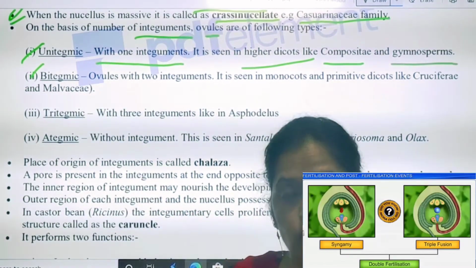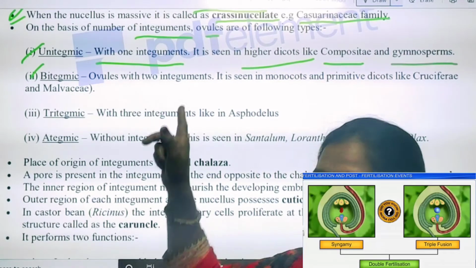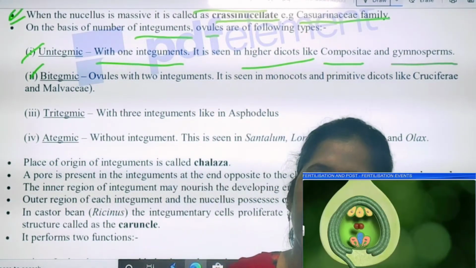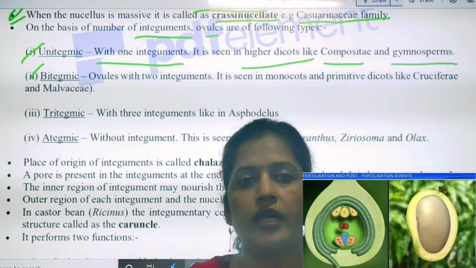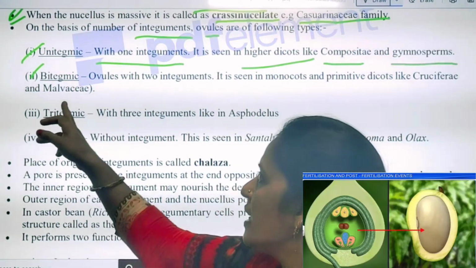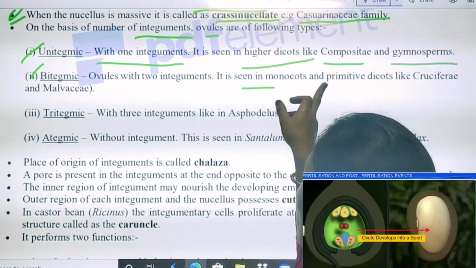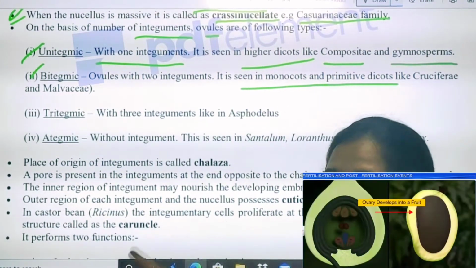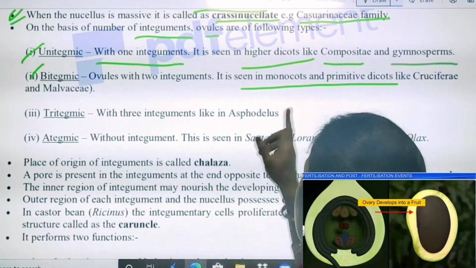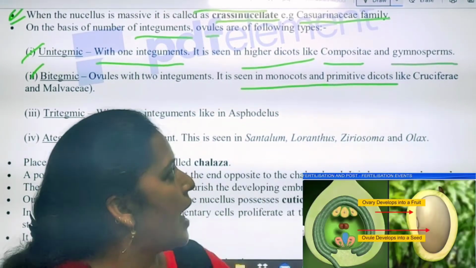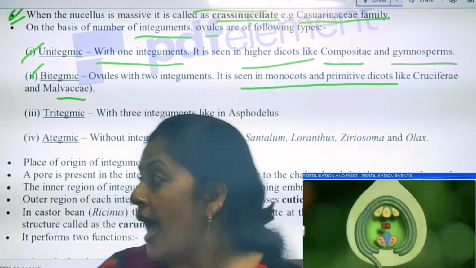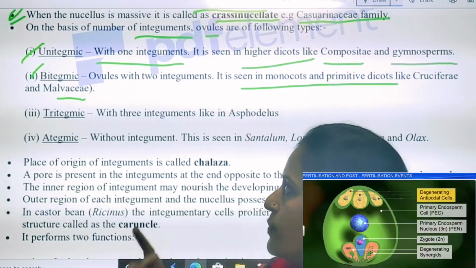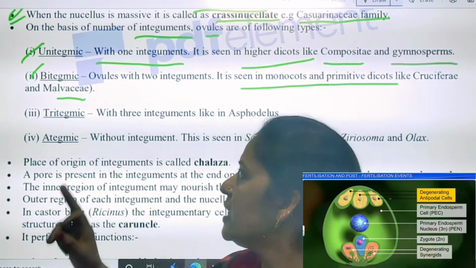Second type of the ovules are the bitegmic. Bi means two. That is ovules within the two integuments. ऐसे ovules जिसमें कितने integuments होंगे? They are present two integuments in the bitegmic. It is seen in monocots. किसमें seen होते हैं ये bitegmic? They are seen in the monocots as well as the primitive dicots, and the primitive dicots like the Cruciferae and the Malvaceae. These are the two types of the families that are present in the bitegmic.